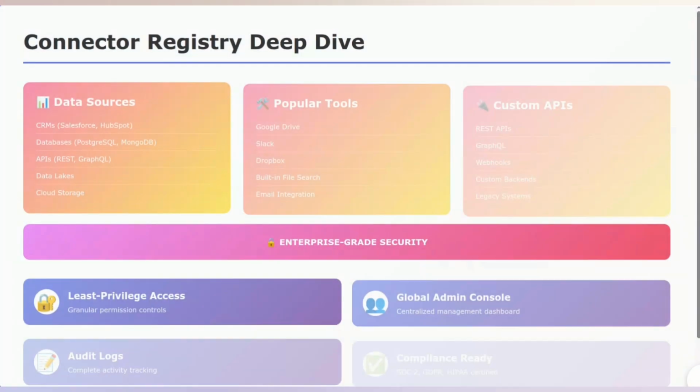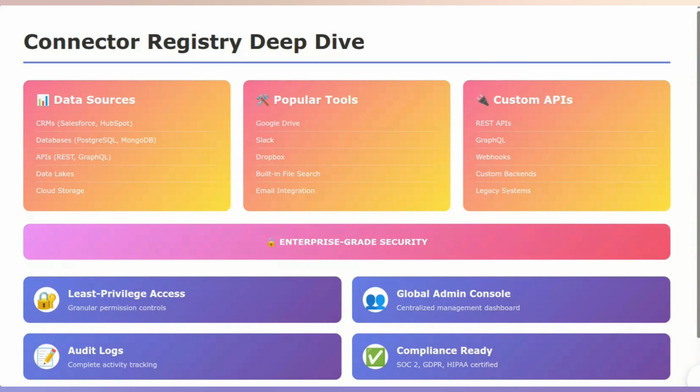Now, let's talk about the connector registry. This is what saves you weeks of development time. You've got data sources, CRMs, databases, APIs, data lakes. Whatever data your agent needs access to, you can connect it here. Popular tools like Google Drive, Slack, Dropbox, built-in file search, all pre-configured and ready to authorize. And custom APIs. REST, GraphQL, webhooks. If you have a custom backend, you can connect it too.